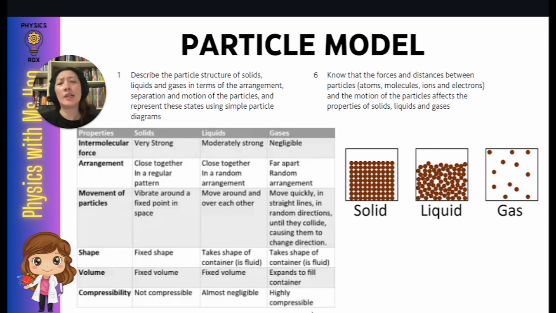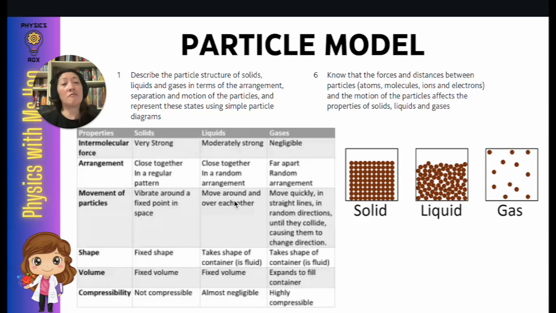Generally, you need to know that in solids, they have very strong intermolecular forces between the particles. Liquids are moderately strong, while gases' forces are negligible. In terms of particle arrangement, solid particles are very close together in a regular pattern. Liquids are close together, but the arrangement is random, while gases are very far apart and very random in terms of their arrangement. For the movement of particles, solid particles vibrate around a fixed point in space.